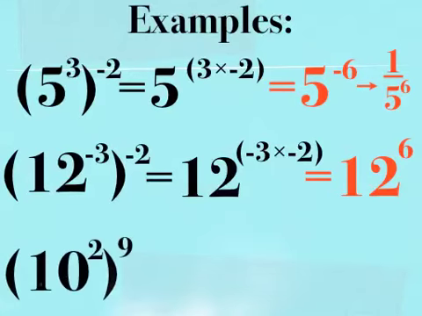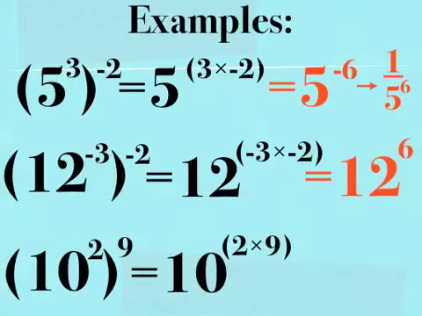The next example, I have 10 squared, in parentheses, to the ninth power. My base of 10 is going to stay the same, and I'm going to have 2 times 9. My exponent, 2 times 9, becomes 18. So my answer is 10 to the 18th power.